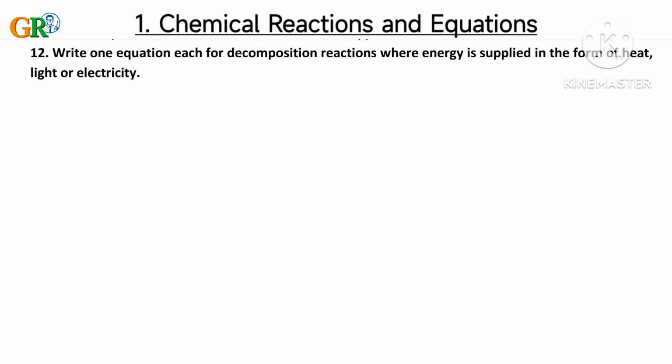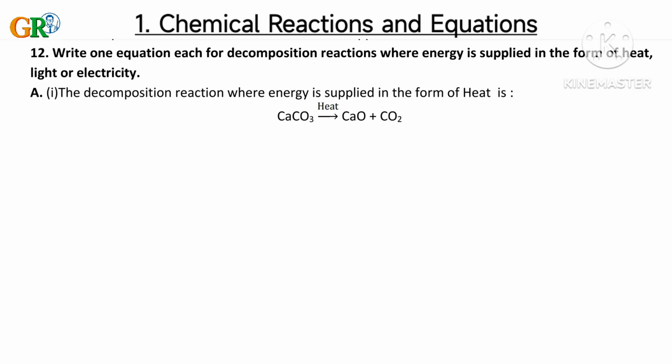Now let us look at the 12th question. Write one equation each for decomposition reactions where energy is supplied in the form of heat or light or electricity. The decomposition reaction where energy is supplied in the form of heat is calcium carbonate gives rise to calcium oxide plus carbon dioxide. The chemical equation is CaCO3 gives rise to CaO plus CO2.